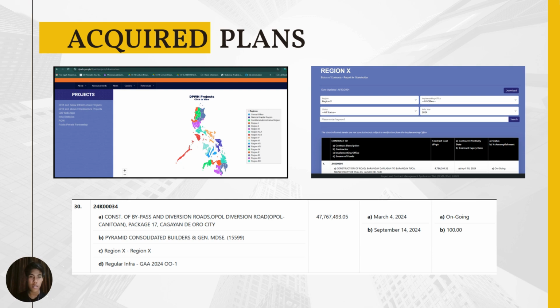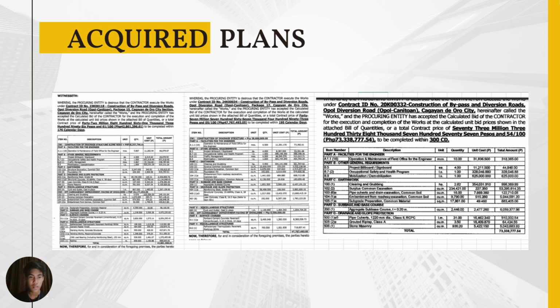Furthermore, we also have these acquired plans. So these are from the DPWH website. We just have to search for what region we are in, and it will show here the project that we want to find, its price, and the contract starting. So online we have found the bill of quantities for these projects.